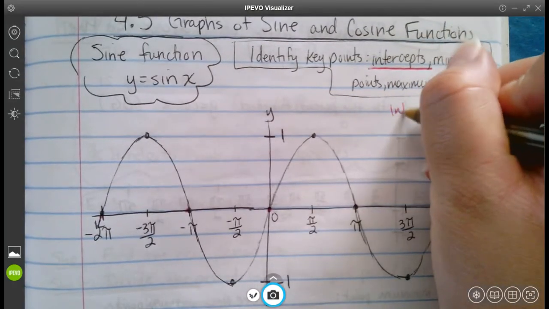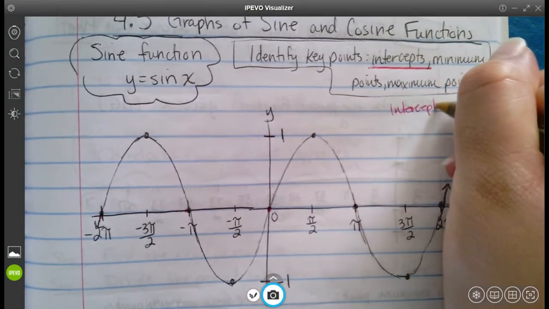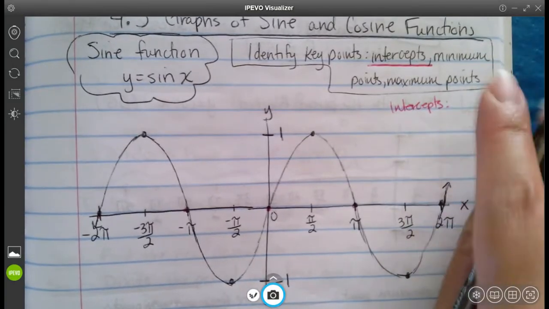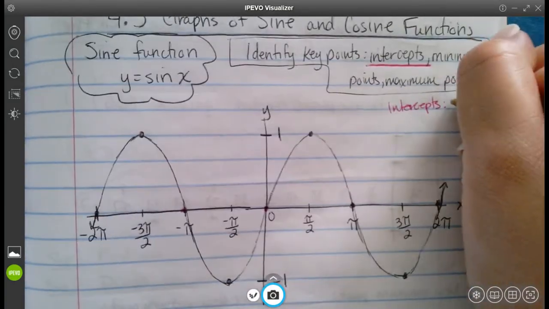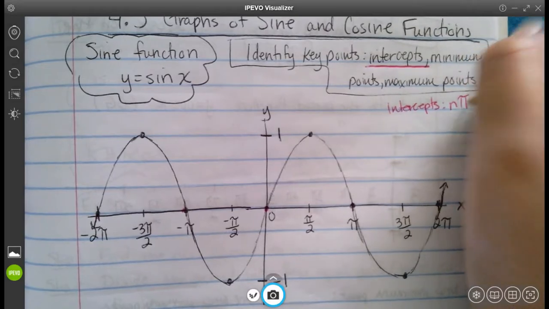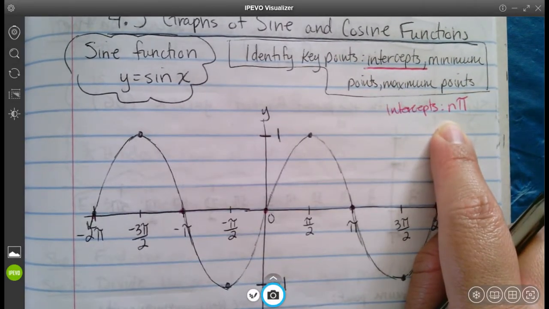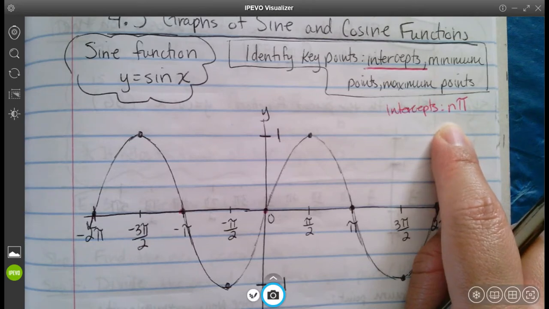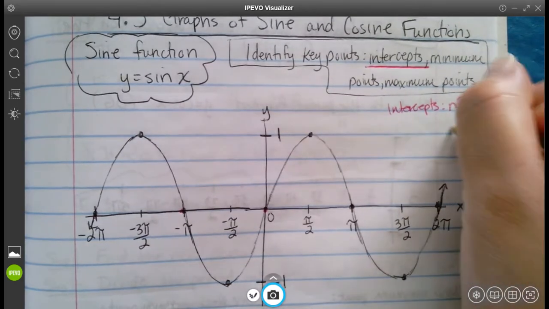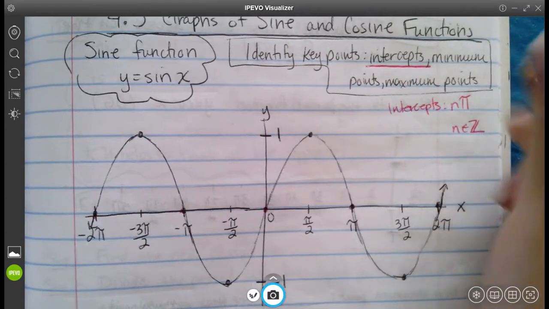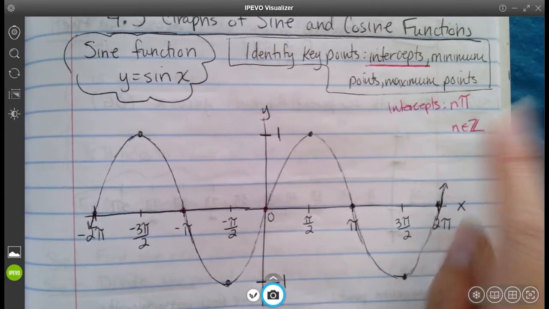One way to define this is that it's going to be basically n pi, where n is an integer, basically any whole number: 1 pi, 2 pi, 3 pi, 4 pi, etc. And same with the negatives. So n pi, where n belongs to the integers. That's what the little z means here.